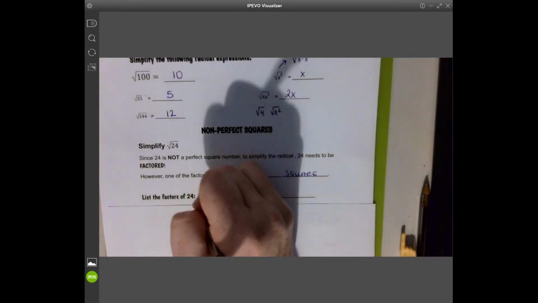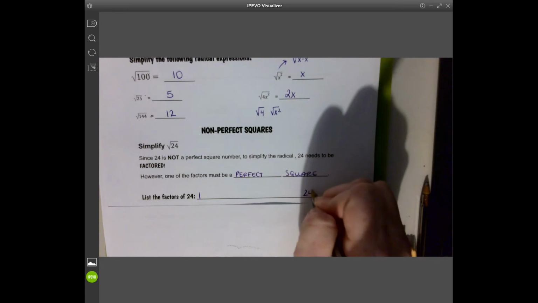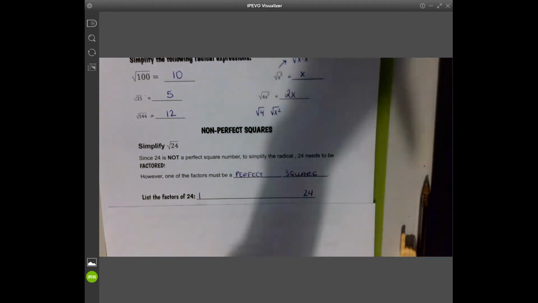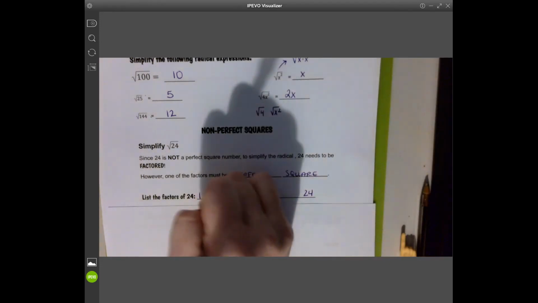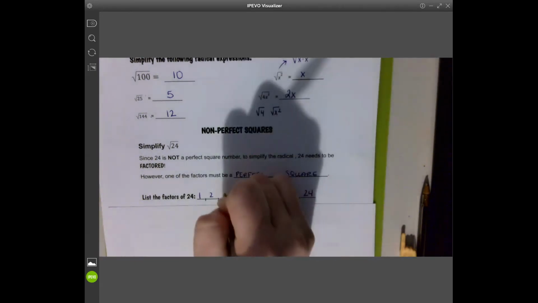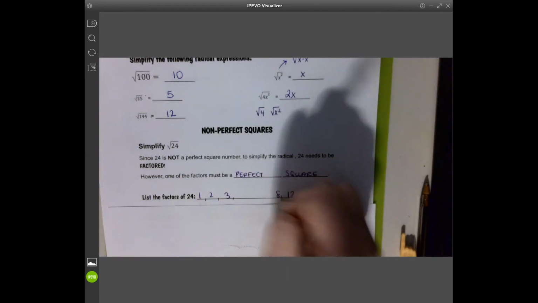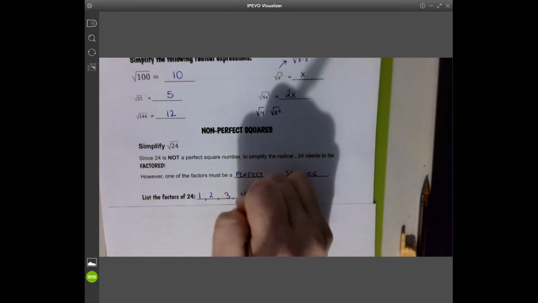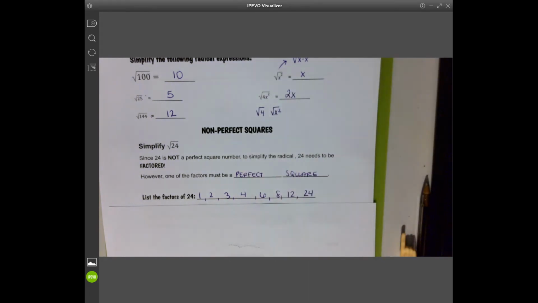So here I'll have 1 and 24, 2 and 12, 3 and 8, 4 and 6. Again, you didn't have to put them in order. I like putting them in order. It just helps me see it better, right?